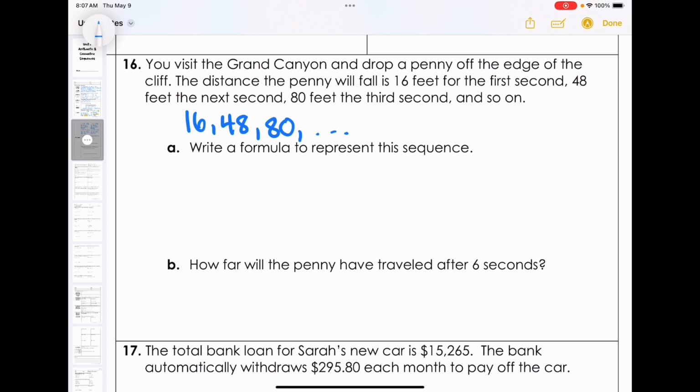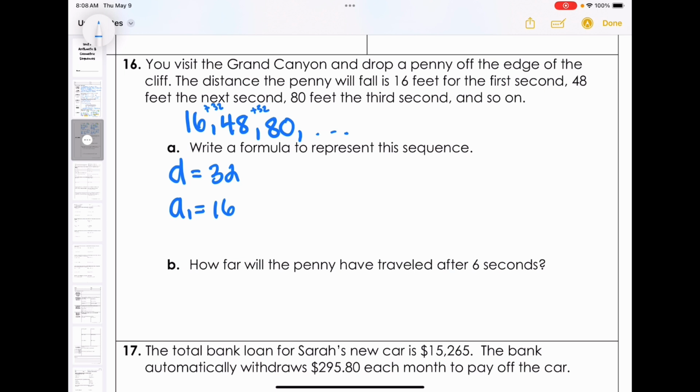So first we have to find the common difference. So I need to figure out how many I have to add to get from 16 to 48, which is 32. So I'm adding 32 there. Then to get from 48 to 80, I'm also adding 32. So my common difference is going to be 32, and my first term is 16.